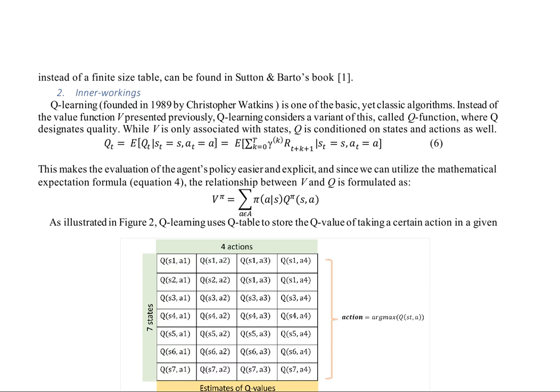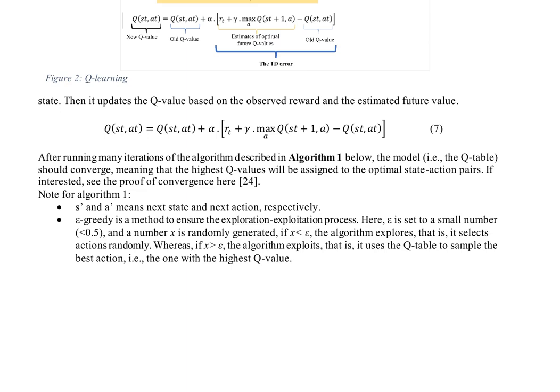The Q function is defined as the expected return when taking action A in state S and following policy Pi thereafter. The relationship between V and Q is formulated as the mathematical expectation of Q over all possible actions. Q-learning uses a Q-table to store the Q-value of taking a certain action in a given state and updates it based on the observed reward and estimated future value.